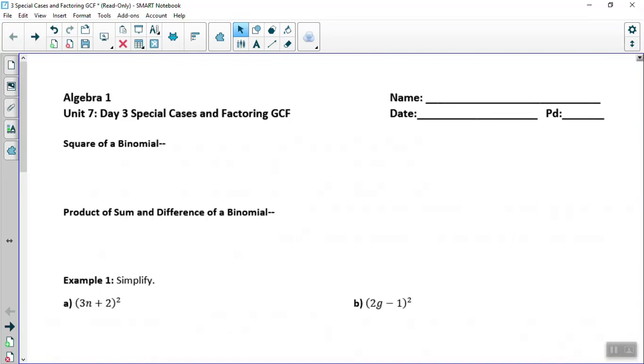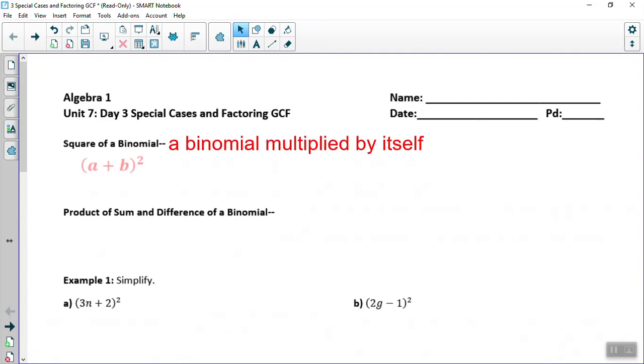All right, so the square of a binomial means that we take a binomial and we multiply it by itself. So for example, if I have (a + b) squared, this is just generic, we're talking about a general rule here. When I square that, it just means I'm repeating it: (a + b) times (a + b).